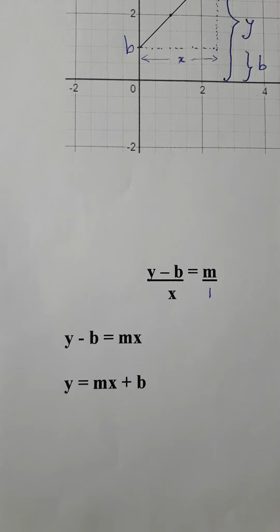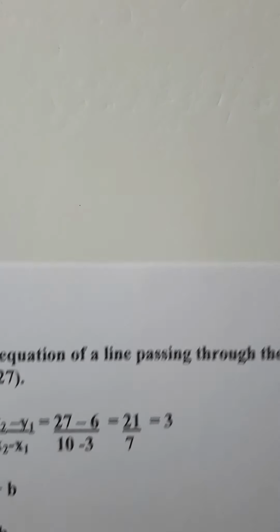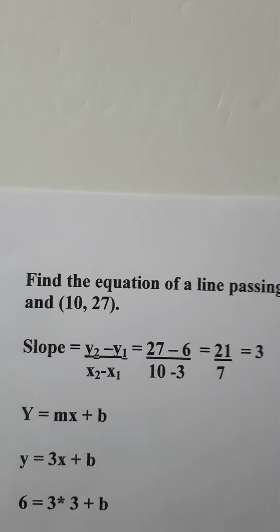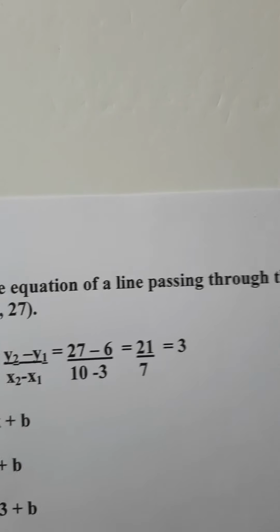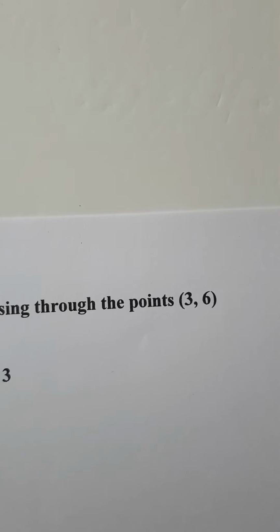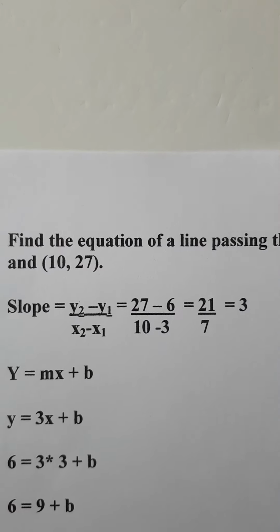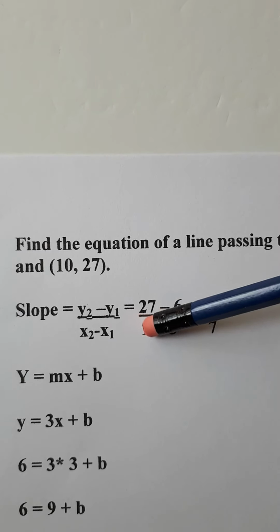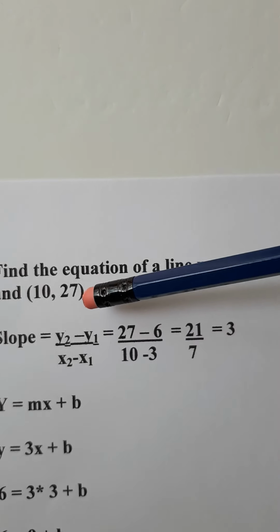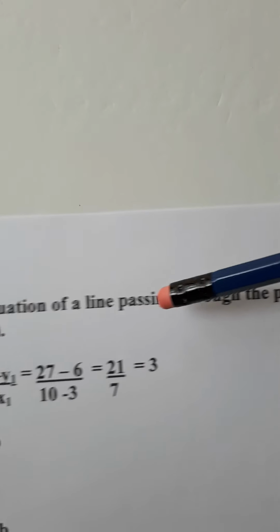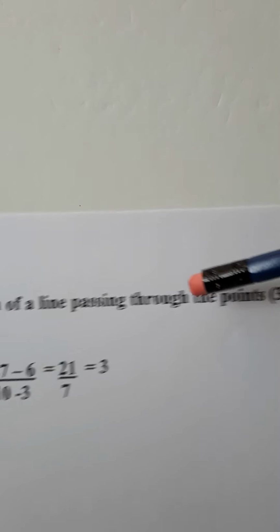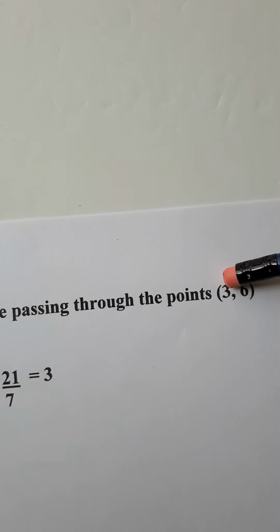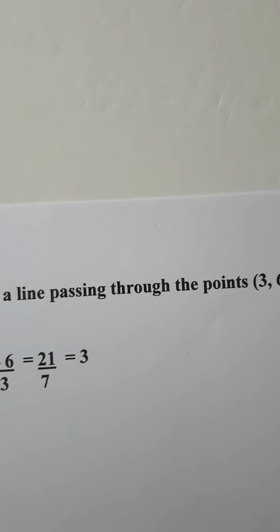Now let's do a small calculation. Find the equation of a line passing through 2 points, (3, 6) and (10, 27). First we find the slope using the formula. Always 27 minus 6 divided by 10 minus 3. You have to go in the same order.